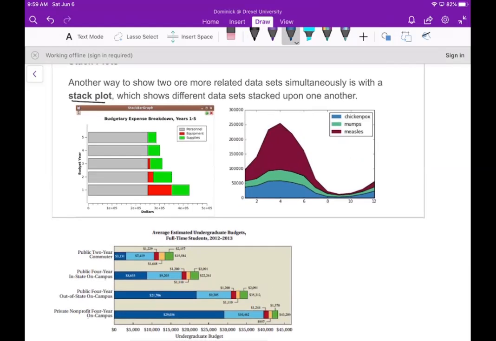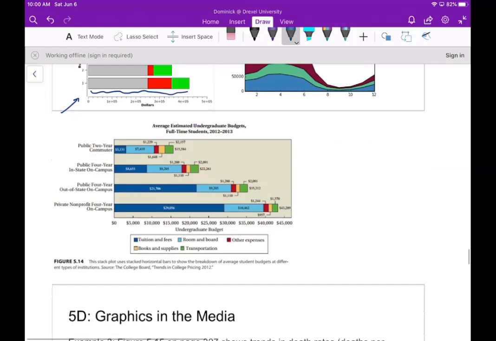in this first stack plot here, you have the budgetary expense breakdown, and each of these bars is broken into at least 2 categories and sometimes 3, right? And then this graph is showing you the different sicknesses that we have. And in this last one, we're showing the average estimated undergraduate budgets, right? So that's made up of tuition, room and board, other expenses, books and supplies, and transportation and things like that, right? So you're seeing the total being encompassed in that entire bar for each piece of data.